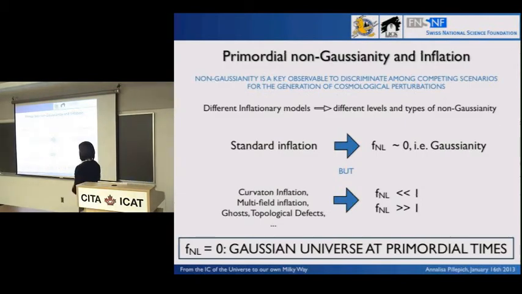But anyway, why all this interest in primordial non-Gaussianity? These are local types, right? The ones in the simulations, yes.